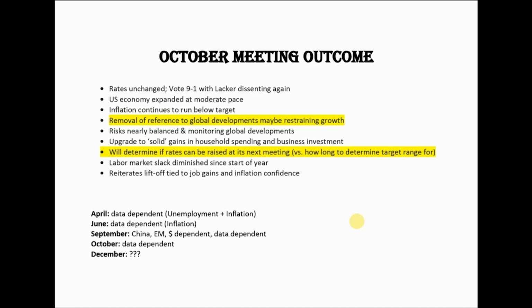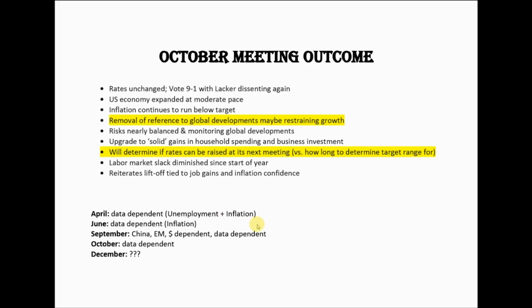What happened in the October meeting? So rates were unchanged, as we all should know. The vote was 9-1 with Lacker dissenting again. He actually wanted a rate hike at that meeting. Other key takeaways: the US economy expanded at a moderate pace. Inflation continues to run below target.